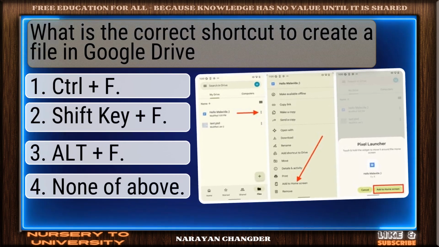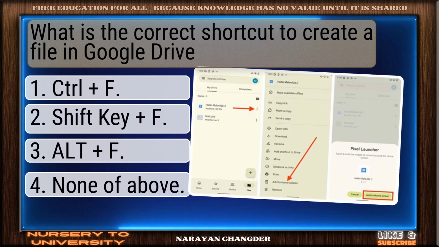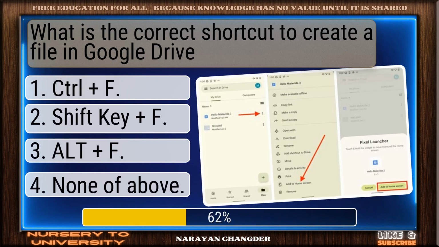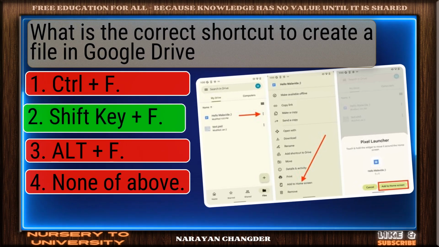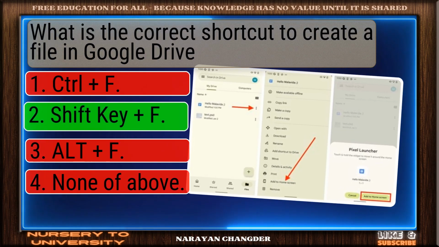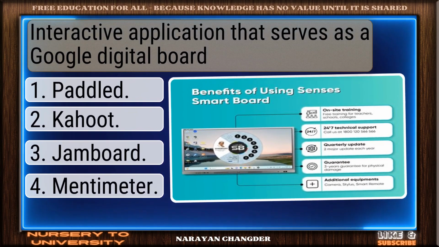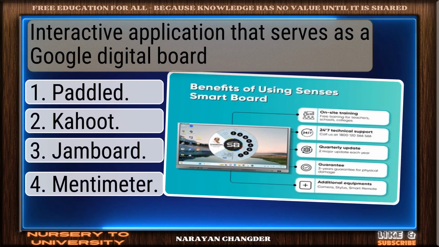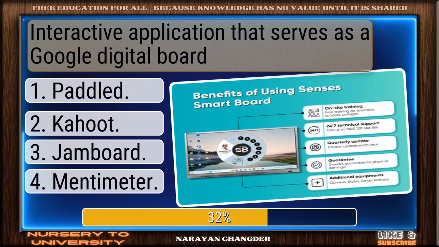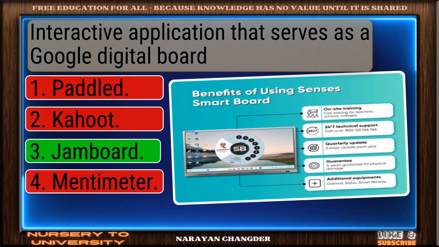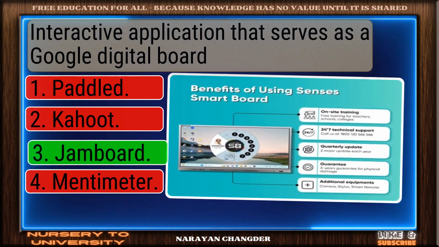What is the correct shortcut to create a file in Google Drive? Right again. Shift key plus F is a valid answer. Interactive application that serves as a Google digital board. Bravo, Jamboard is the answer.